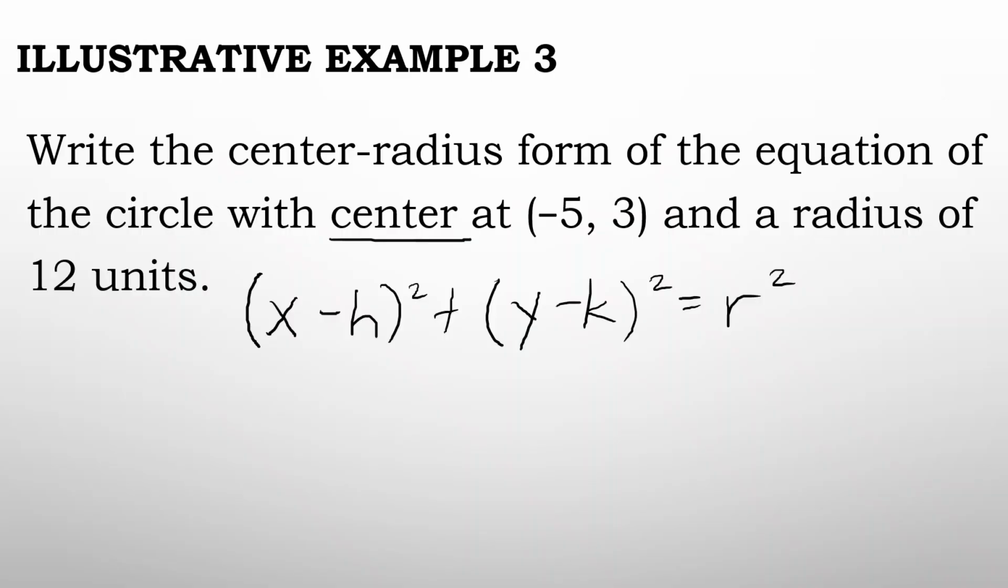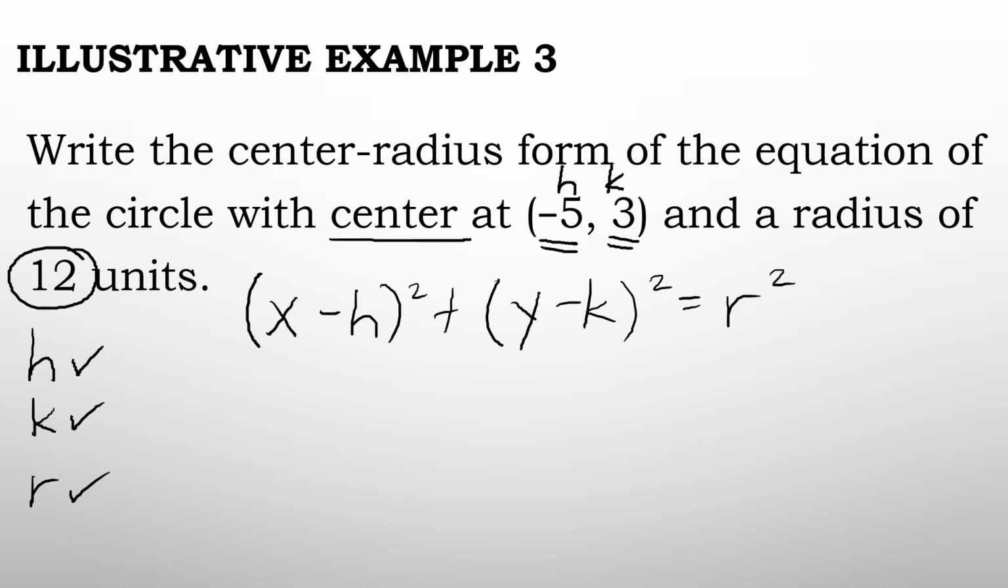So in this particular formula, we have to identify h, k, and r, where h and k are the coordinates of the center and r is the length of the radius. Since the center is at -5, 3, class, h is the first element, the x-coordinate of the center, and k is always the second element, the y-coordinate. Also, the value of r is the length of the radius, 12.